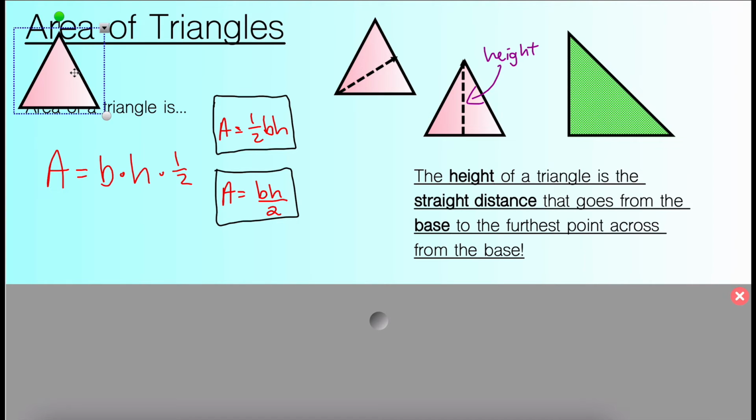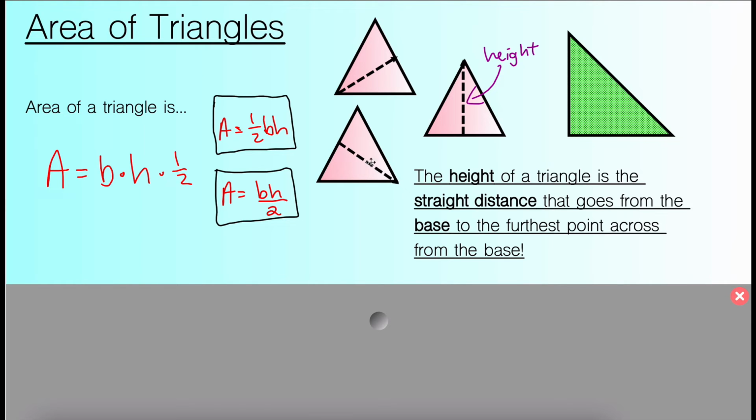Similarly, let's do it one more time. What if I had this same triangle, but I had a line going from this side across? Then this would be the height. Now, depending on where the height is, that will tell you the base. The height runs from the base straight across to the other side.